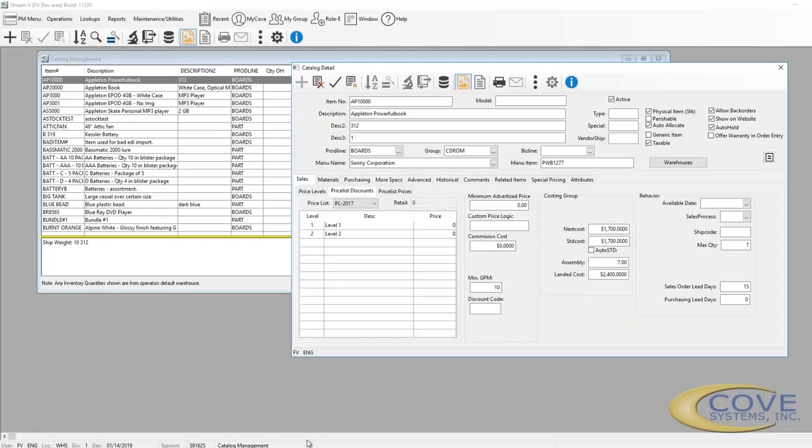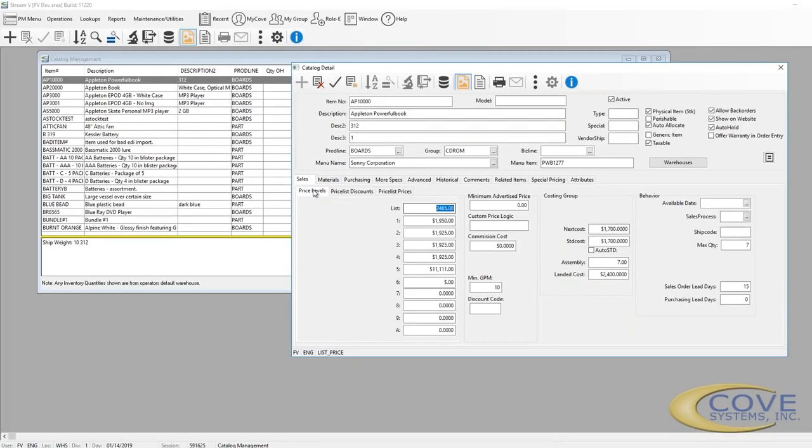Looking on the Sales tab, we have price levels, list through A. These price levels are the ones pointed to by the customer record, saying this is the price level that this customer defaults to in order entry. The price that we default in order entry is called the target price, and the target price is calculated as the lowest price that is currently available to the customer and for that item.